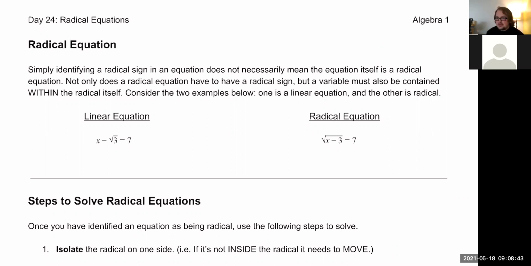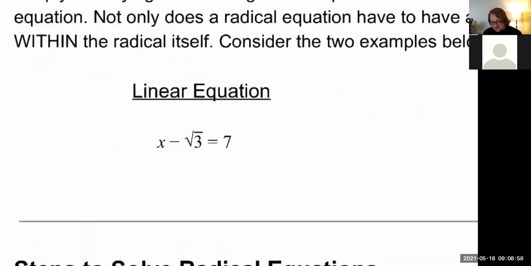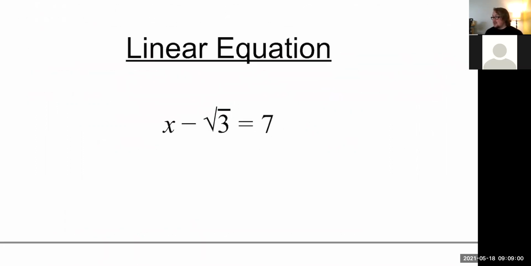So I have two examples here for you. They look very similar. In fact, they have mostly the same pieces, but the difference is the linear equation, notice the variable is not inside the radical sign, which means that you could technically solve this using the same steps we've used before. Now, it would look a little bit strange, but if you think about it, could your calculator give you an approximate value for the square root of 3?